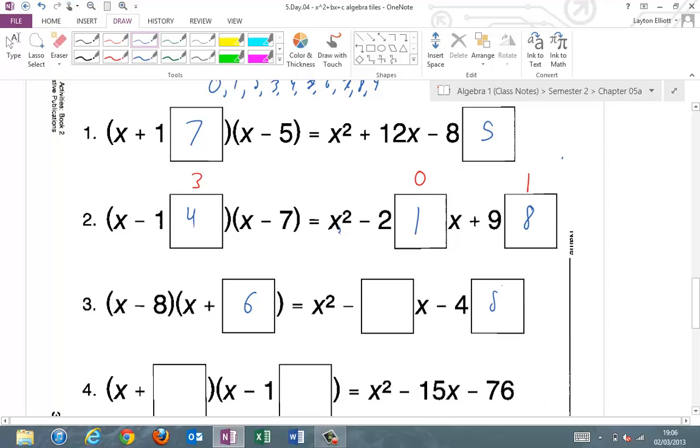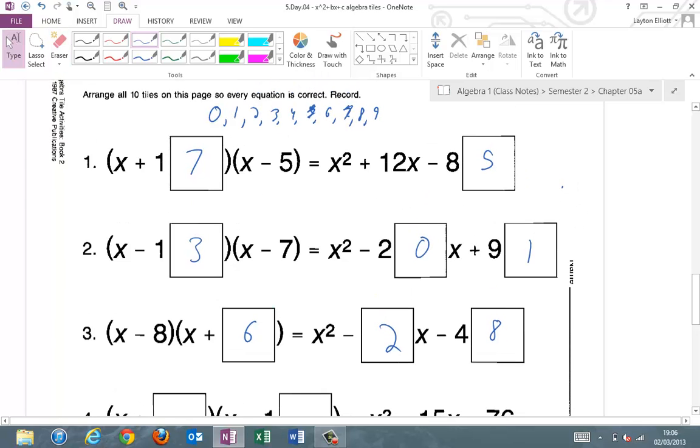Now let's do our first, outer, inner, last. 6x minus 8x gives us minus 2x. That's a 2. Now we're going to check up above. Up there we have that 8, which means that this 418 is now no longer possible. This had to be a 301.